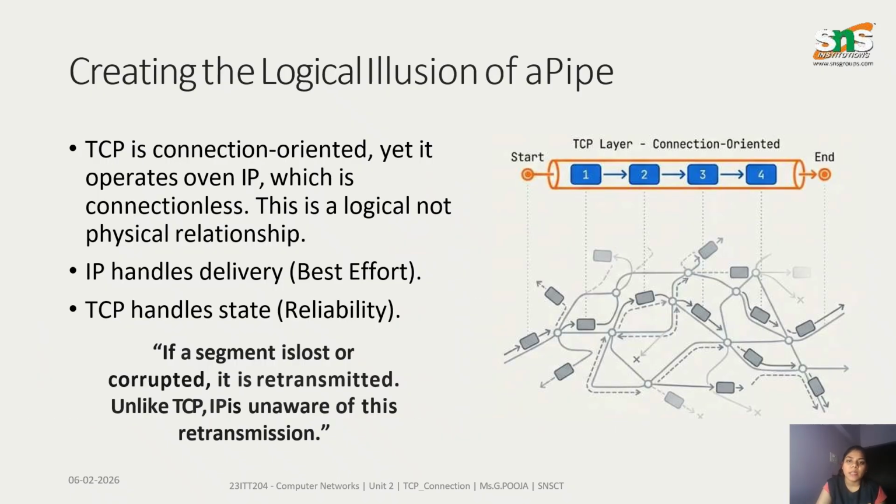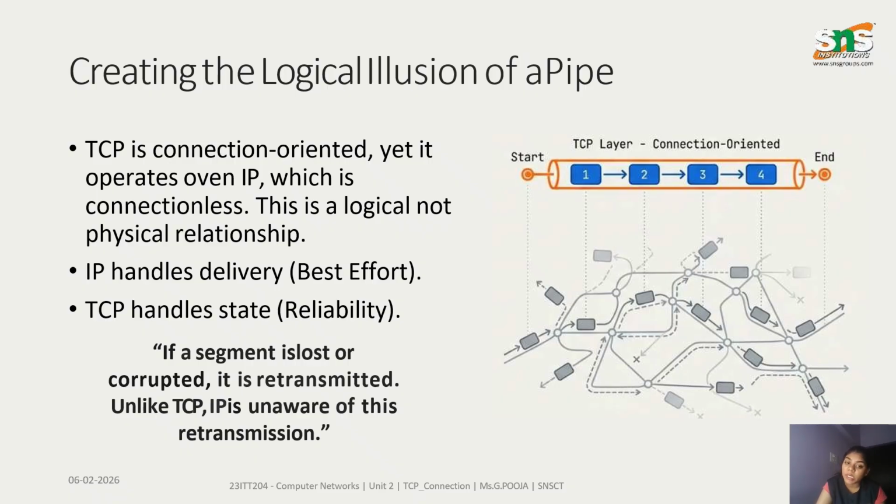So when we create a logical illusion of a pipe, it is connection oriented, as we know or told before. Yet it operates on IP, which is connectionless. So this is a logical but not a physical relationship. Here you can see there's a start and an end, and TCP is the connection-oriented layer. The IP handles the delivery and it is best effort, and the TCP here handles the state.